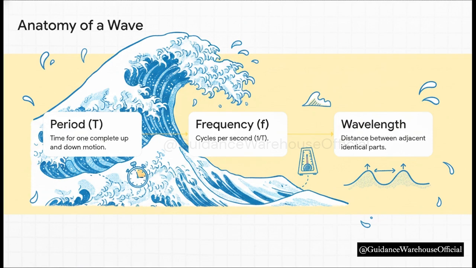It's the inverse of the period, so 1 divided by T. And third is the wavelength, represented by that cool-looking Greek letter, lambda. This is the actual physical distance between identical parts of the wave. Think of it like taking a tape measure from the peak of one crest to the very next peak.